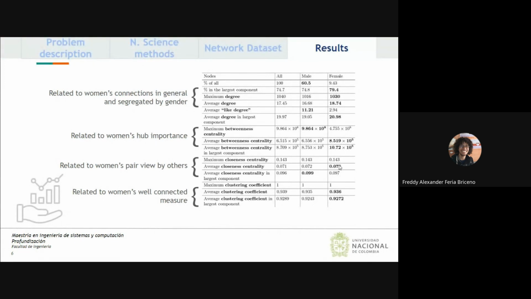It shows that mostly the females work better in that kind of relationships, have better degrees, better betweenness, and higher clustering coefficients in some of the cases, especially in the largest component, that is, the components with board members above 13%.